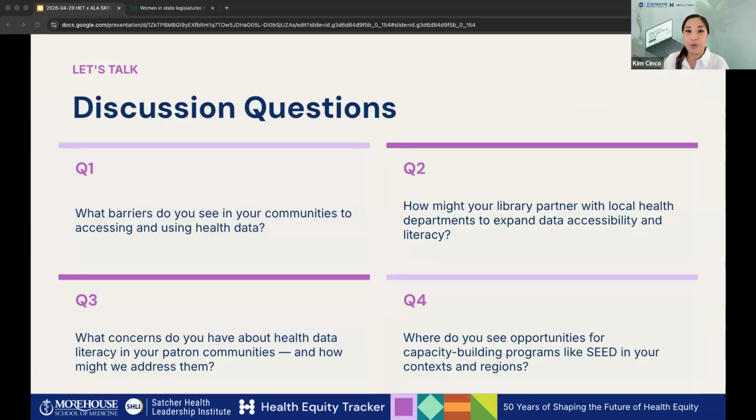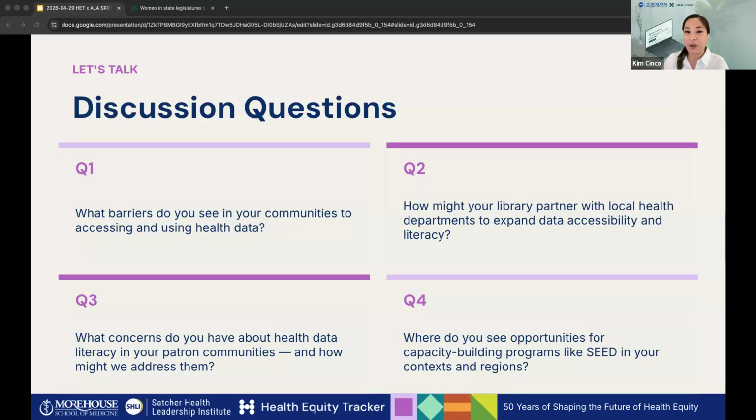So before we get to the open Q&A, I want to pose 4 questions that I think are worth sitting with, and I'd love to hear from you on any of them. First, what barriers do you see in your communities to accessing and using health data? I've named some structural ones today, but you are all on the ground in ways that I'm not.